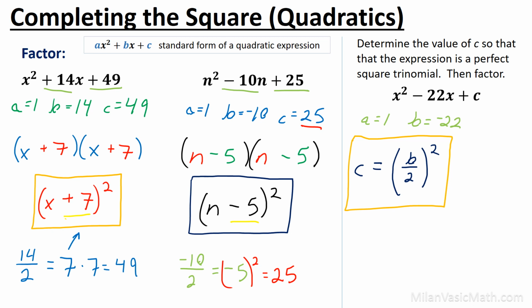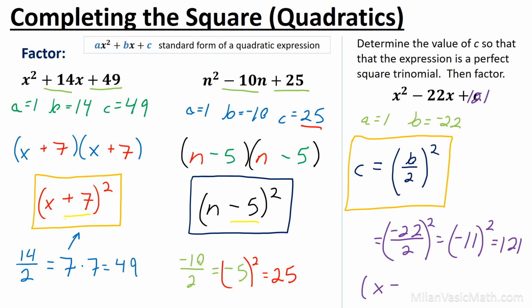All right, let's apply it to our example. So we will take negative 22 divided by 2, which is negative 11. And negative 11 squared is 121. So that's our c value. If we factor x squared minus 22x plus 121, we will see that it is a perfect square trinomial.